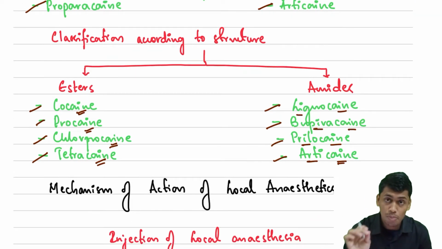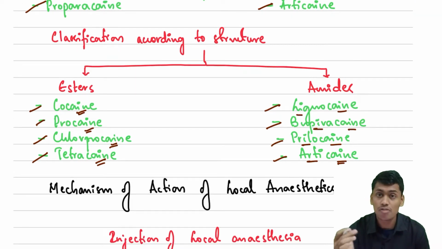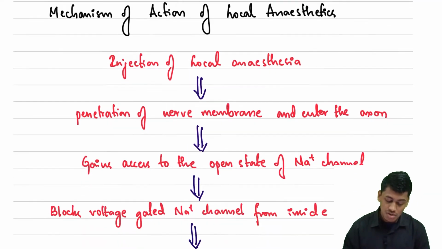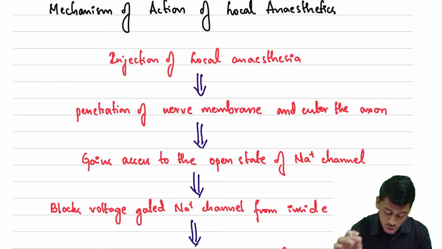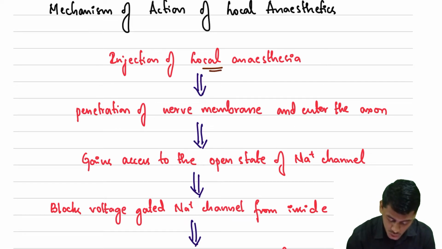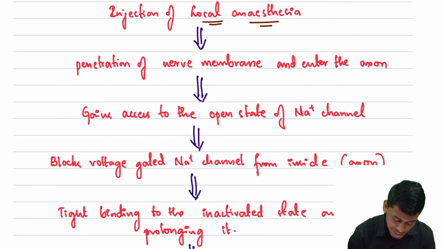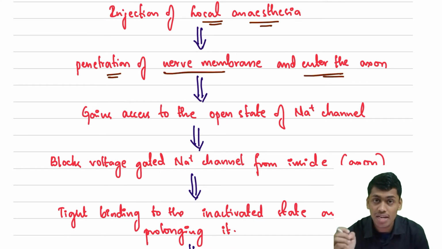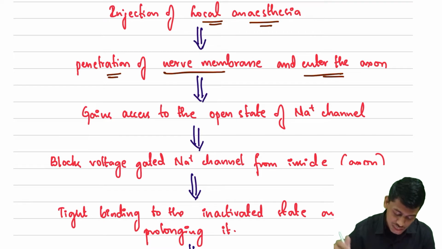So now let's look at the important aspect, which is the mechanism of action of local anesthetics. Firstly we'll begin with the injection of local anesthesia. So when you give the local anesthesia, what happens? It penetrates the nerve membrane and enters the axon. So we have the nerve membrane, right? It penetrates the nerve membrane and enters the axon.